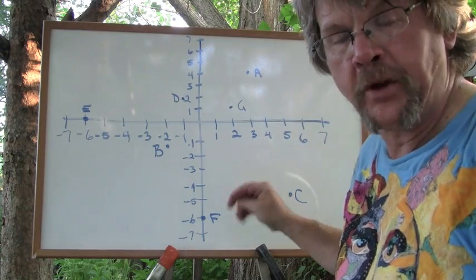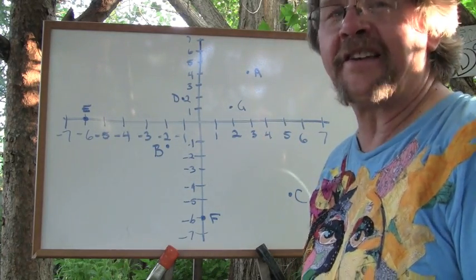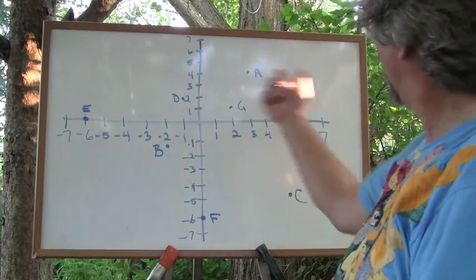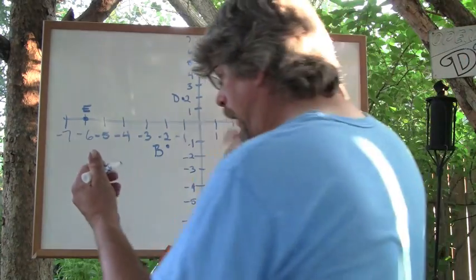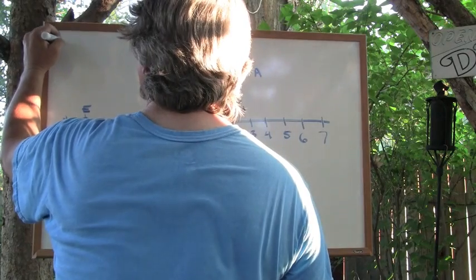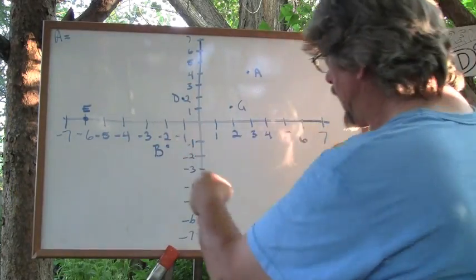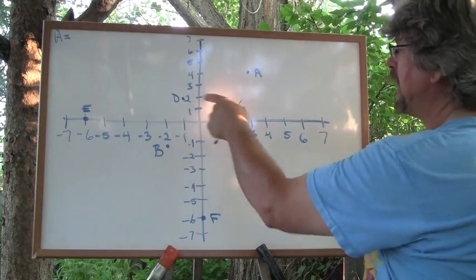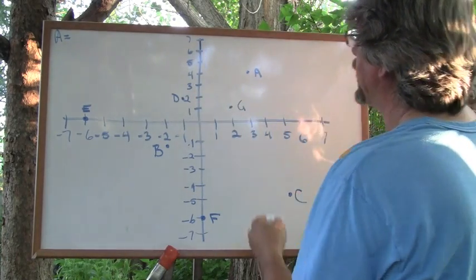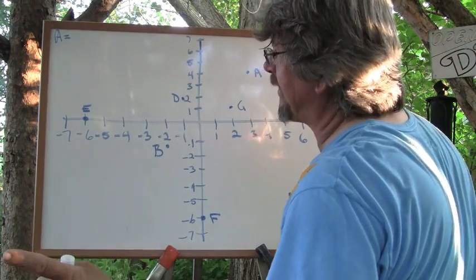Alright, now we've got the Cartesian coordinate system here with a bunch of letters interspersed throughout all of this area. What we're asked to do is identify the coordinates of the various letters. So what about letter A? What are the coordinates of the letter A? We look around here, there's F, C, B, D, G. A is right here.